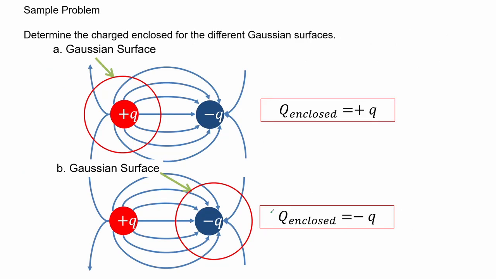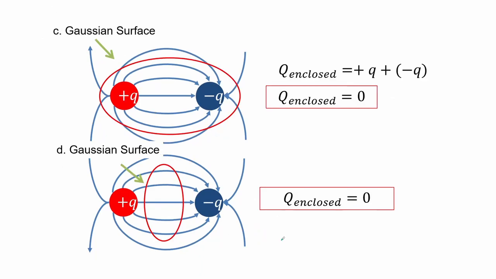Sample problem. Determine the charges enclosed for the different Gaussian surfaces. For case A, the enclosed charge is positive Q. For case B, the enclosed charge is negative Q. For case C, both charges are enclosed. Since they are of opposite types of charges but equal in magnitude, we have the sum equal to 0. For case D, the Gaussian surface encloses no charge, so it is also 0.